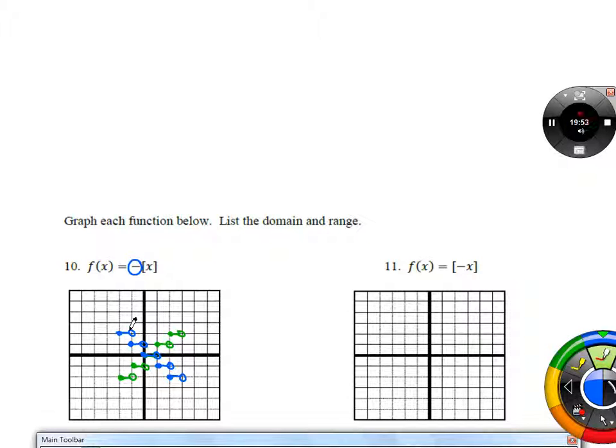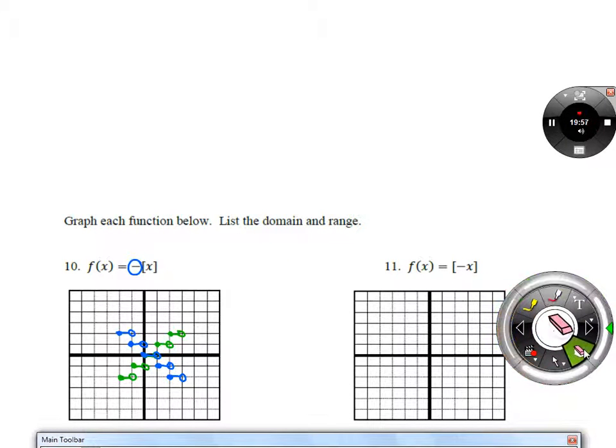Okay? So the green is not my graph. The green is not what you should have written on your paper. That was the parent function, and I was showing you how the reflection would work.